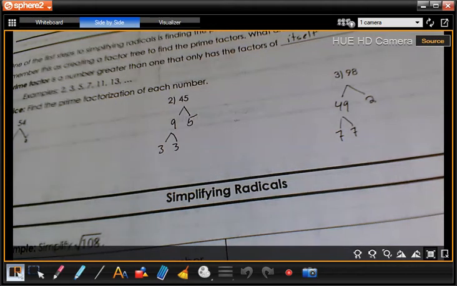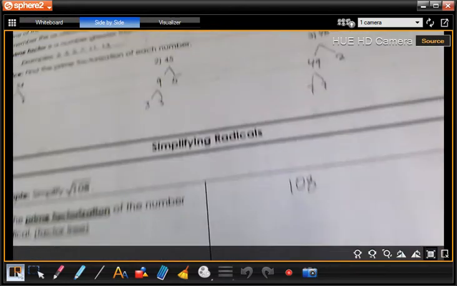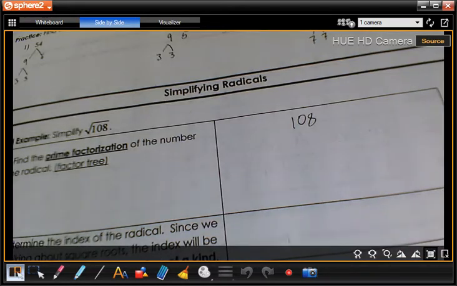So we want to talk about that. 7 and 7, yeah. So 49 is a perfect square because it's 7 times 7. 36 is a perfect square because 6 times 6. Okay, so now we're looking at 108. We want to talk about what perfect square goes into 108 evenly.